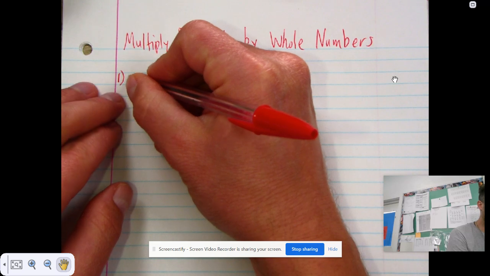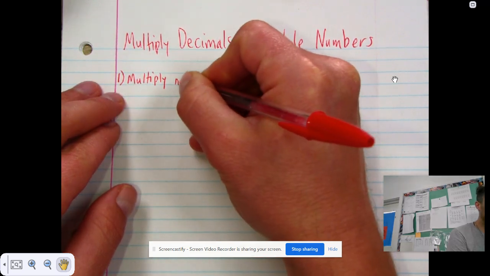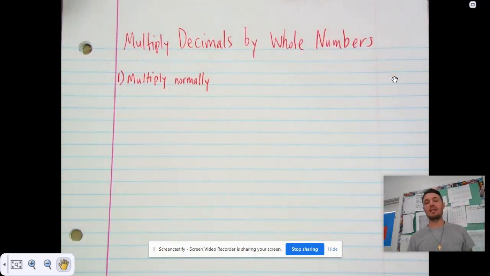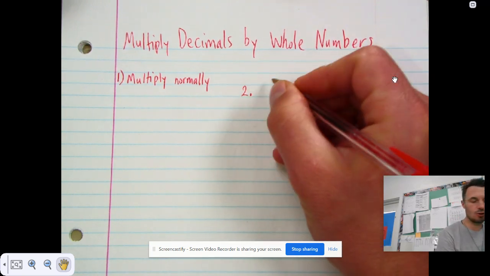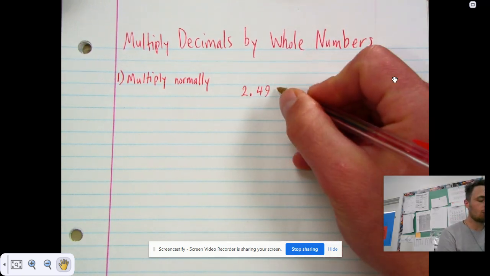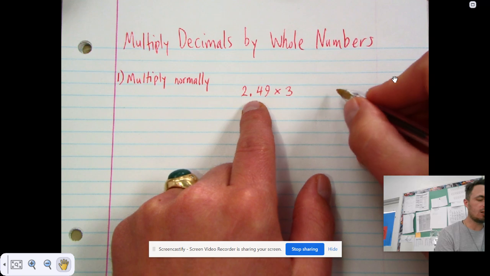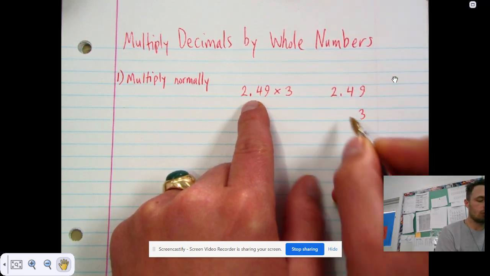The first step is multiply normally. And when I say normally, I mean as if the decimal point wasn't there. So let's say we had a situation like 2 and 49 hundredths times 3. We multiply as if there's no decimal point there. We set it up like this, 2 and 49 hundredths times 3.